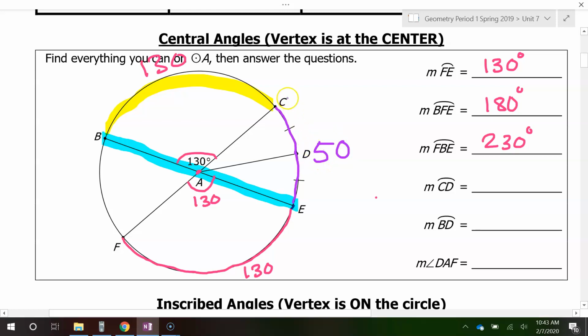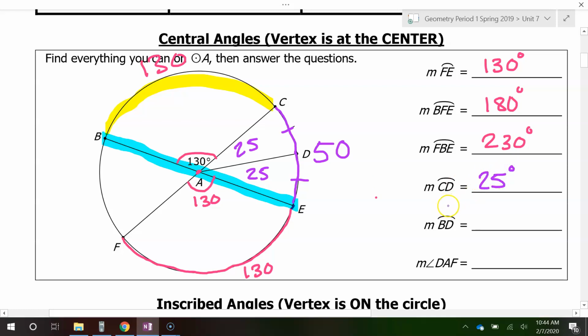However, that is arc CE, but CD is going to be half of that. So this will be 25 and 25. Because of the markings that show that these are congruent, that's how we know to split it exactly in half. So arc CD will be 25 degrees.